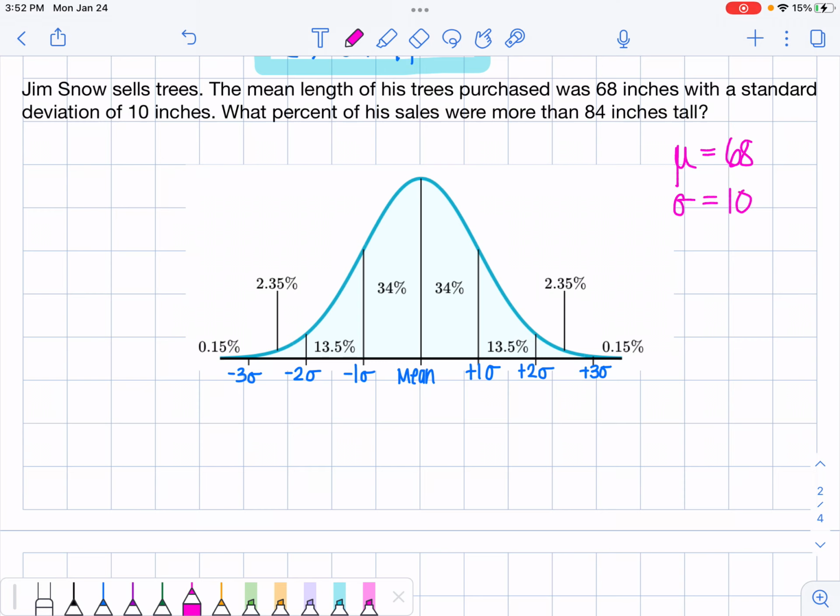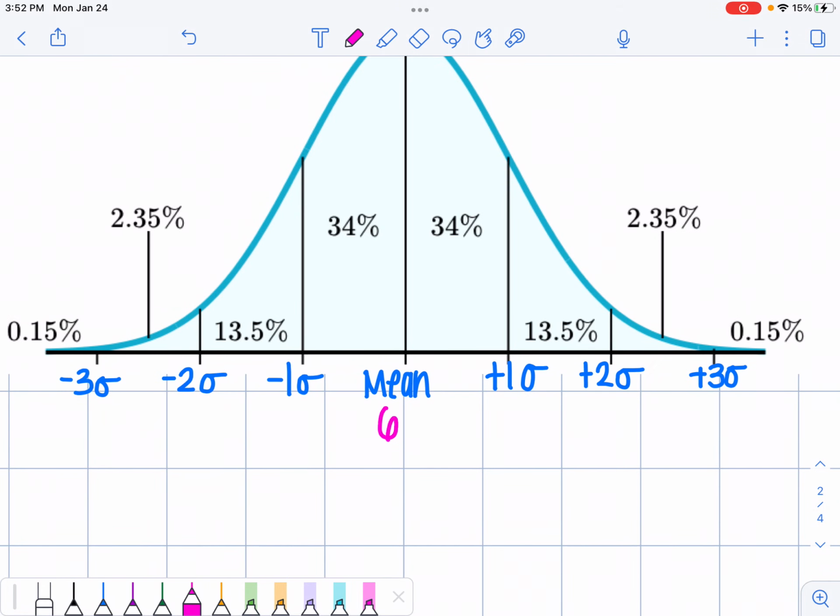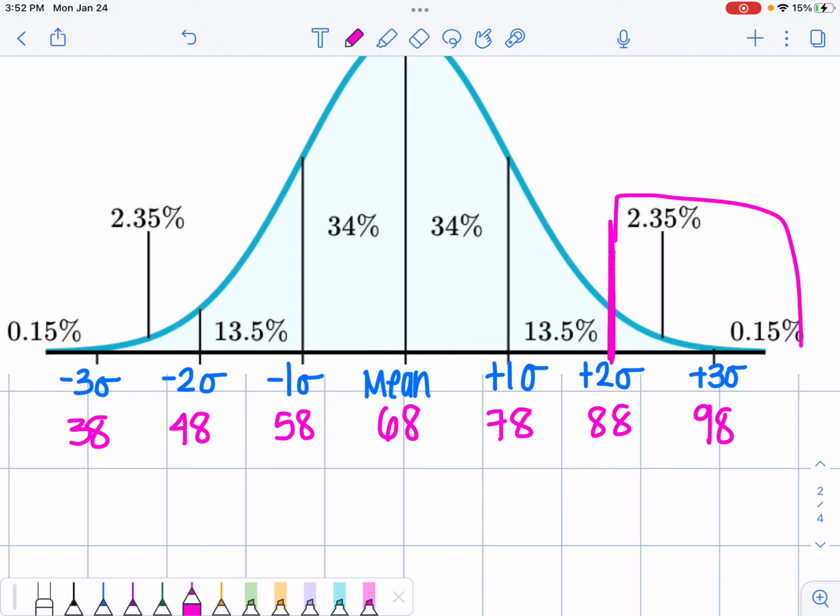On my normal distribution chart, my mean value is 68, and I'm going up by increments of 10 because that's my standard deviation. So this would be 78, this would be 88, this would be 98. And then I go backwards: this would be 58, 48, 38. If the problem said, what percent of my trees are taller than 88 inches? Well, that's easy. That's this section of my graph, and I'd add my percents together. That would give me 2.5.